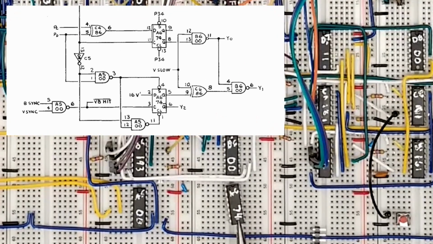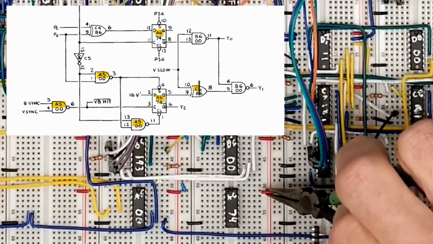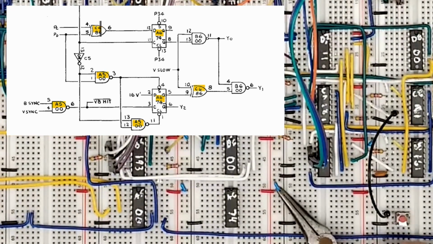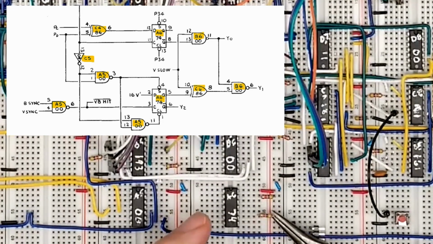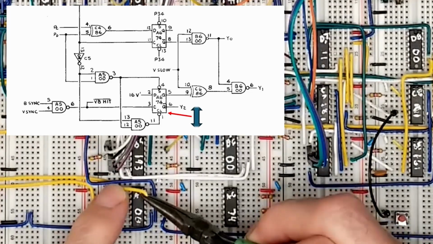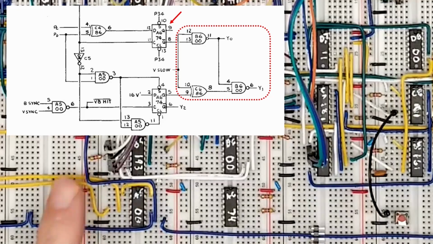We'll need a new 7474 in Able 6. We'll use 3 gates from Able 5, 1 gate from Charlie 6, 1 gate from Charlie 4, 2 gates from Baker 6, and 1 inverter from Charlie 5. This bottom flip latch handles the vertical direction, while the top latch and rest of the circuit handles the speed.